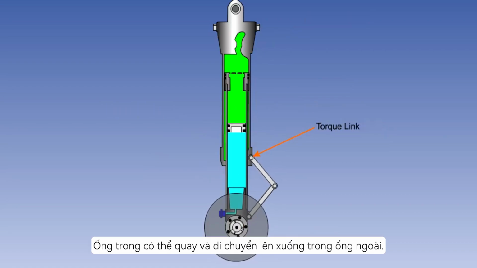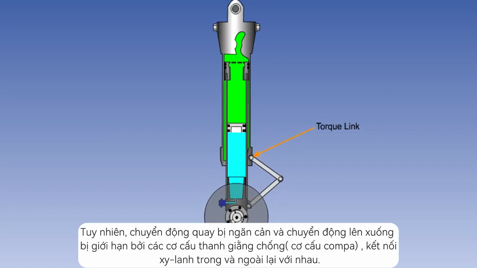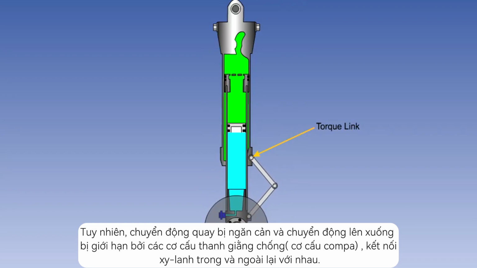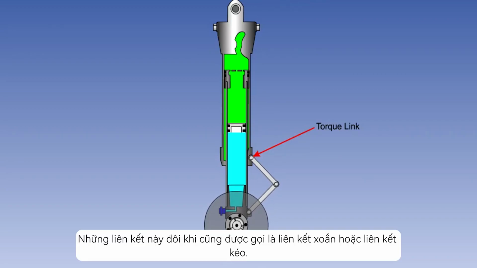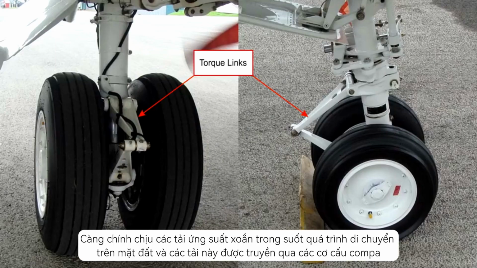The inner cylinder is free to rotate and move up and down within the outer cylinder. However, rotary movement is prevented, and up and down movement is limited by the torque links, which connect the inner and outer cylinders together. These links are sometimes also known as torsion or scissor links. The main gear is subject to torsion loads during ground maneuvering, and these loads are taken by the torque links.